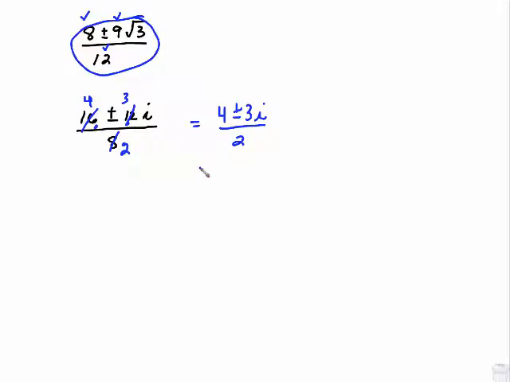Now, for the i's, we need to also separate this into 4 over 2 plus or minus 3/2 i. So to clean this up entirely, 4 over 2 is 2 plus 3/2 i, and the other is 2 minus 3/2 i.